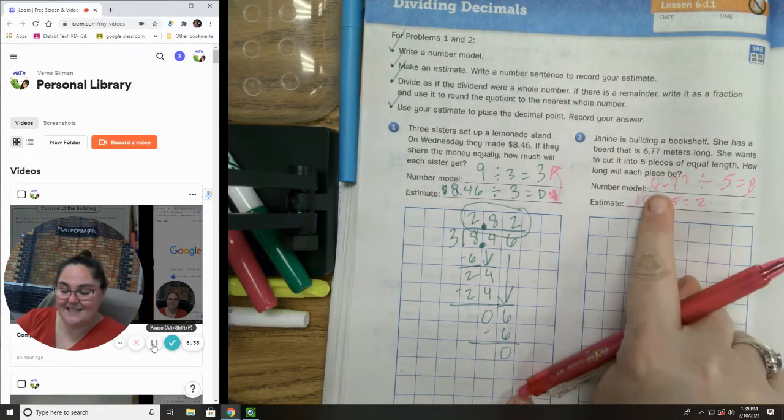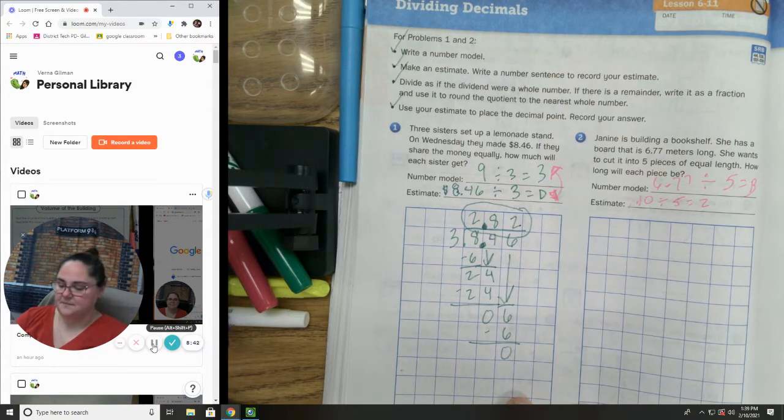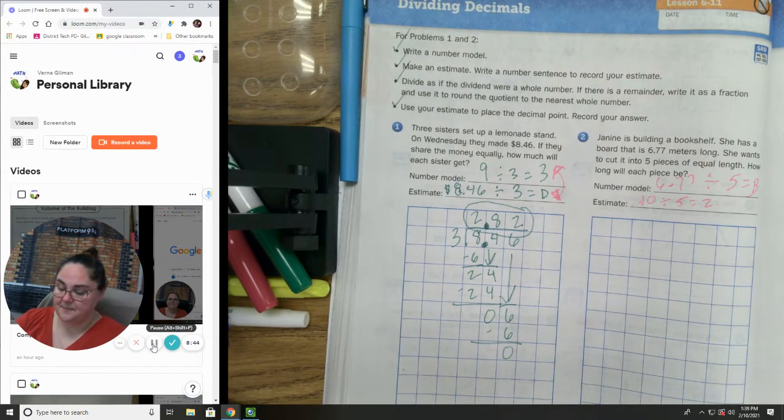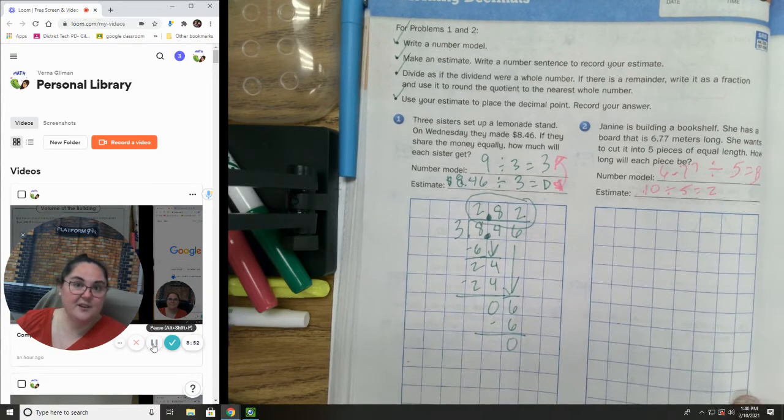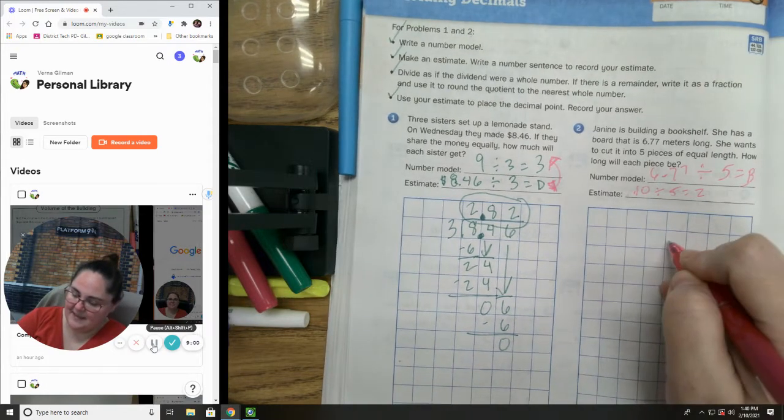You could have said 7 divided by 5, but it wouldn't be a whole number. You could have said 5 divided by 5 equals 1. Any of those estimates would have been fine, as long as your answer is close to about 2. Now it says divide as if the dividend were a whole number. All right, here we go.